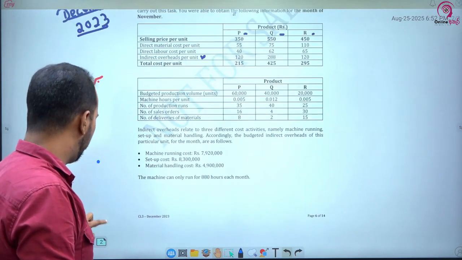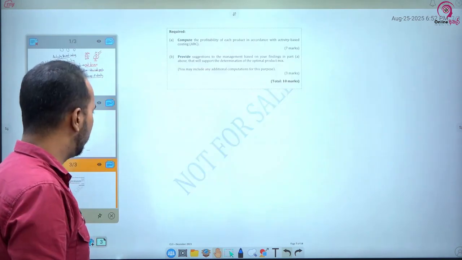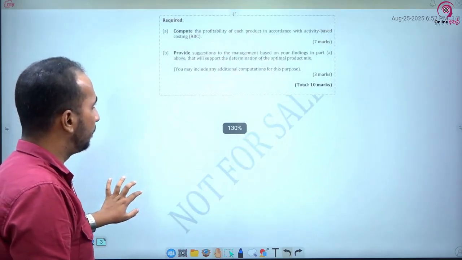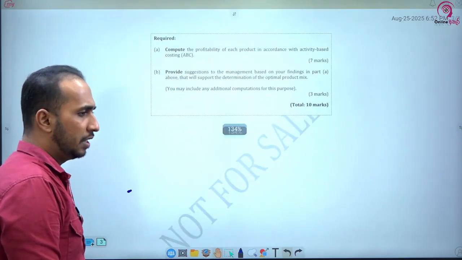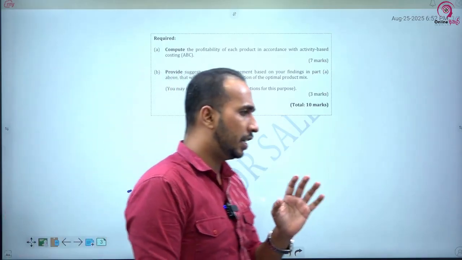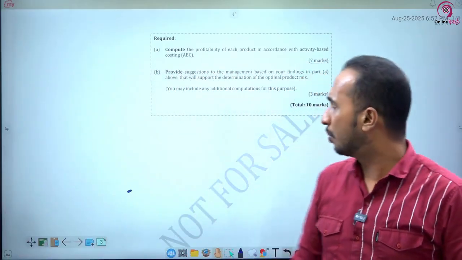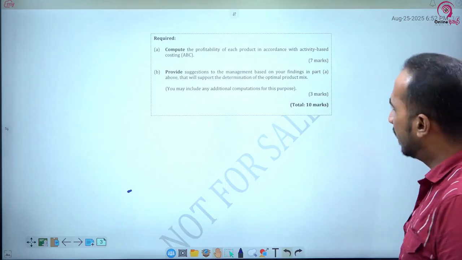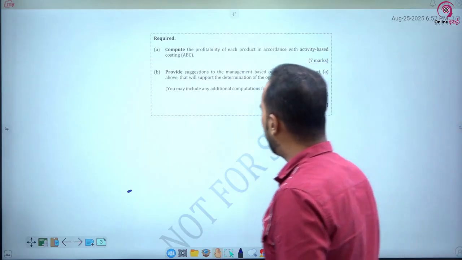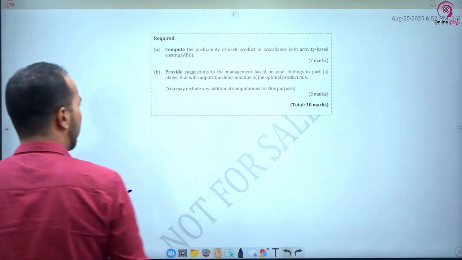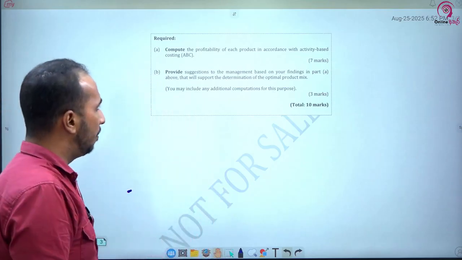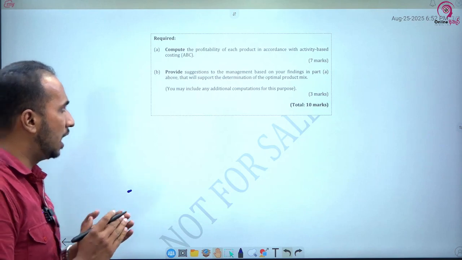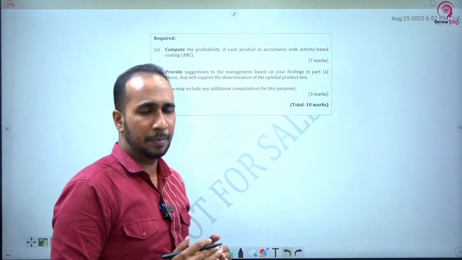Okay, so let's move to the next part of the question. This is the question part, the required part. The requirement is to compute the profitability of each product in accordance with activity-based costing. The second one is to provide suggestions to the management, based on your findings in part A above, that will support the determination of the optimal product mix.